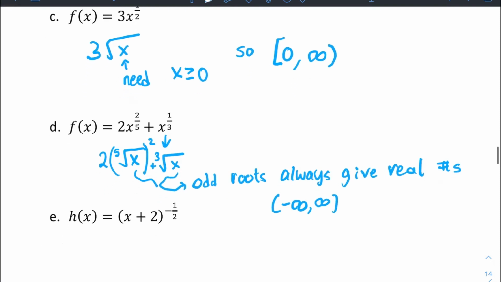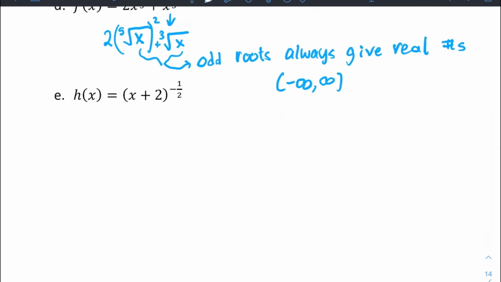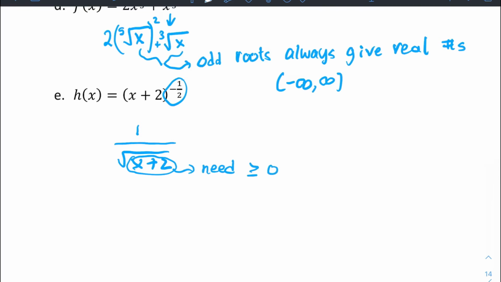One more we're going to look at. So let's rewrite this as, since there's a negative exponent, 1 over, and it's the 1/2 power, so it's the square root of x plus 2. And now typically, to avoid non-real complex numbers, I'd need what's inside my radical to be greater than or equal to 0. However, I'm also dividing by my radical, so I can't divide by 0, so I'm going to need this to actually be greater than 0. So that means x values greater than -2 will be my domain.